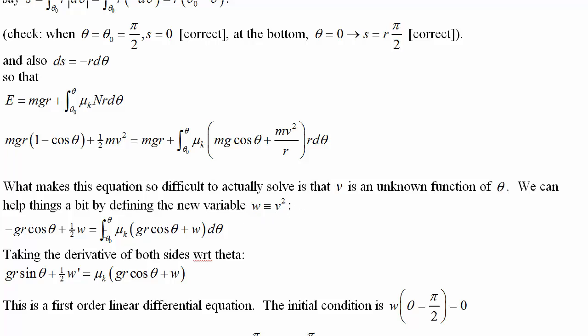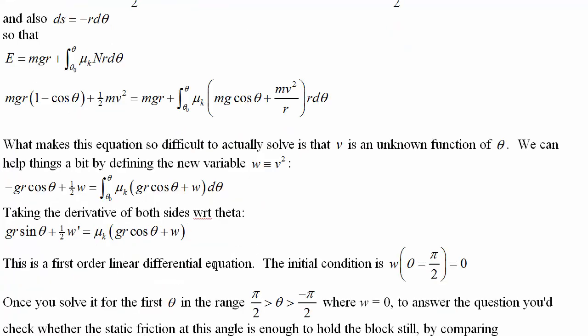All right, so substituting that in, we get this integral equation, and differentiating it, we have gr sine theta plus a half w prime equals mu k times gr cos theta plus w. This is a first order linear differential equation. You'd see that if you were to put it into standard form. You dealt with this a little bit in first year and a fair bit more right now in second year if you're doing the math class there. So feel free to solve this on your own, but don't try to do the integral. Well, you could do the integral if you really want practice. In this course, we're going to be using Maple to help us with integrals a lot of the time.